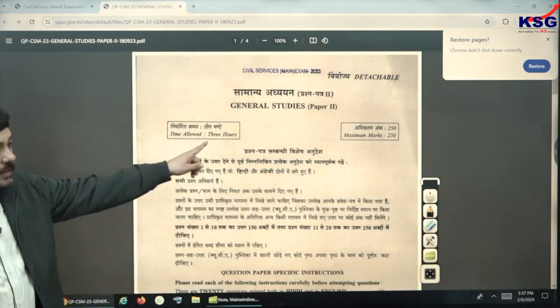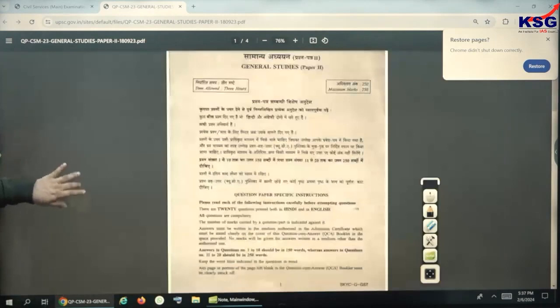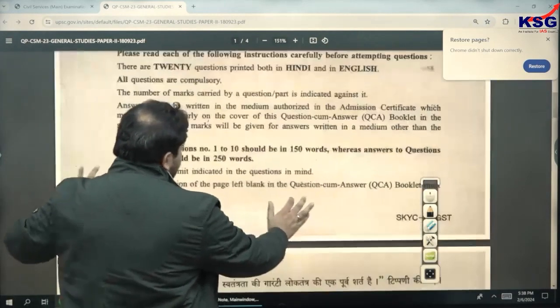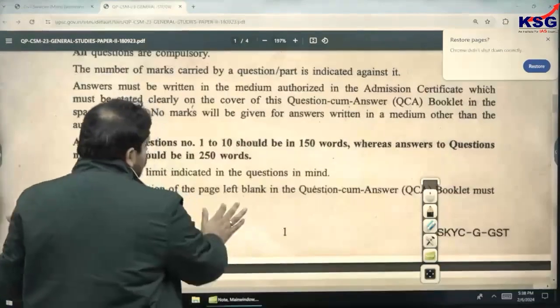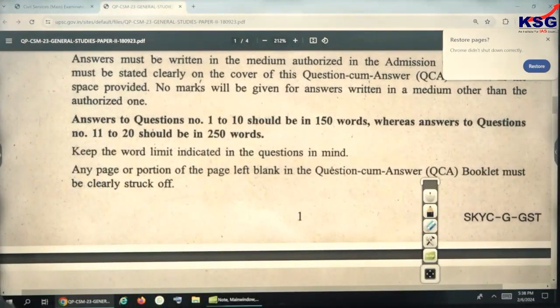The time allotted is 3 hours. This is the first page of instructions. As you can see, for example, answers to question number 1 to 10 should be in 150 words, which have 10 marks each, and answers to question 11 to 20 should be in 250 words, which have 15 marks each, right?